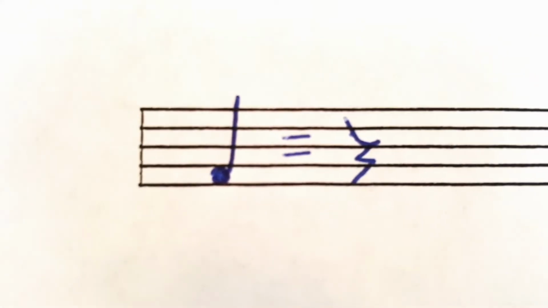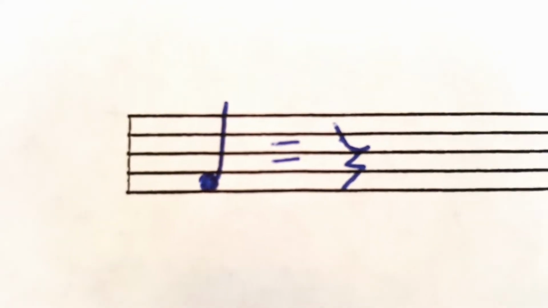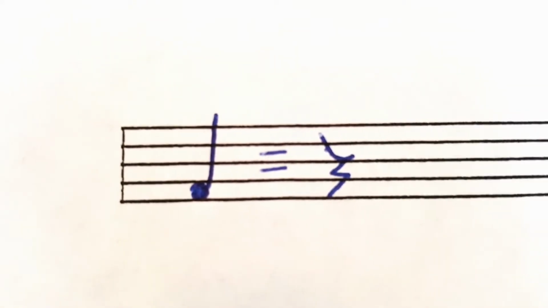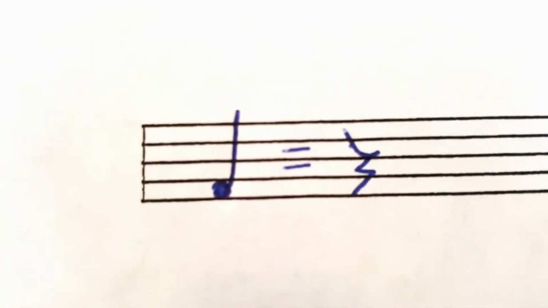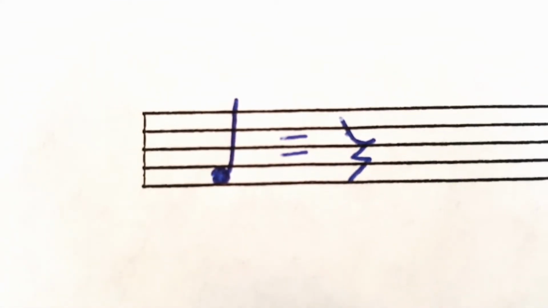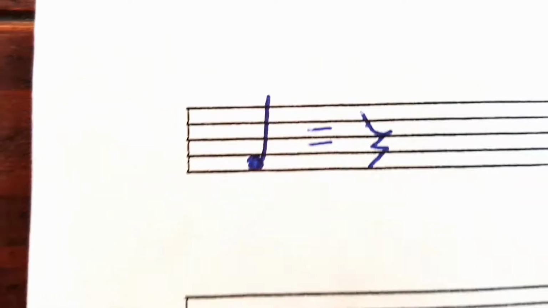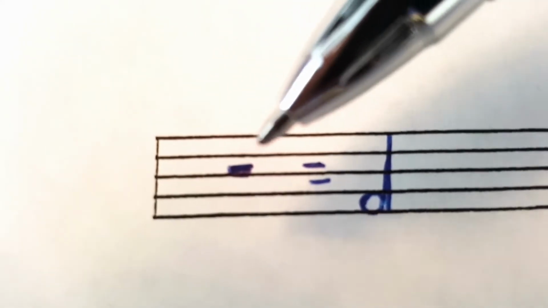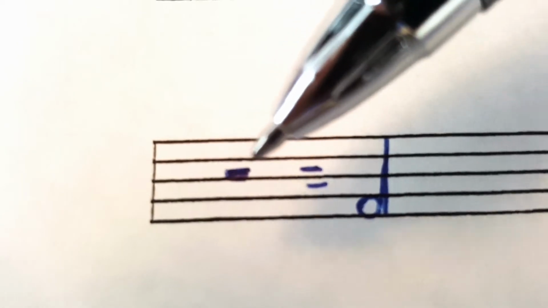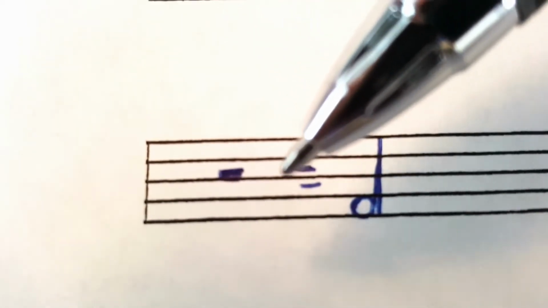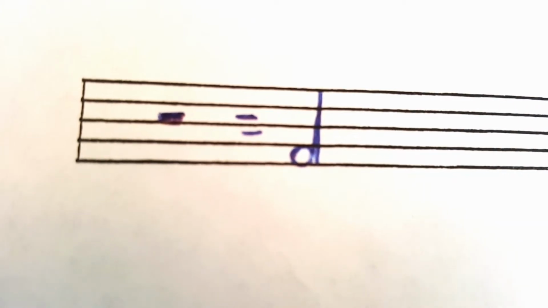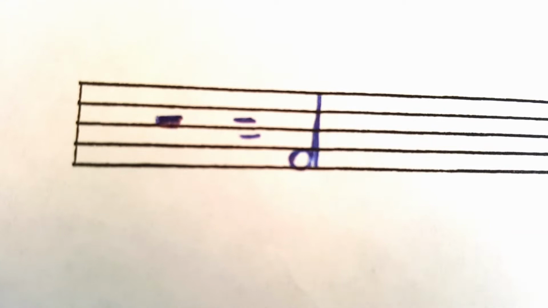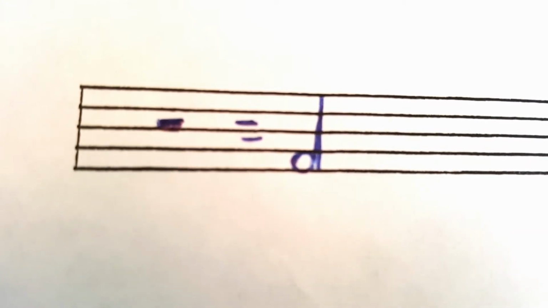So the first one is a quarter note and it's equal to 1 beat of sound, while over to the right, that is a quarter rest and it is equivalent to 1 beat of silence. The next rest is a half rest, and you notice that it comes up from the third line. It gets 2 beats of silence, and next to it you see it's equal to a half note, which gets 2 beats of sound.